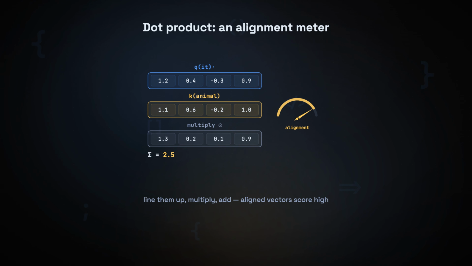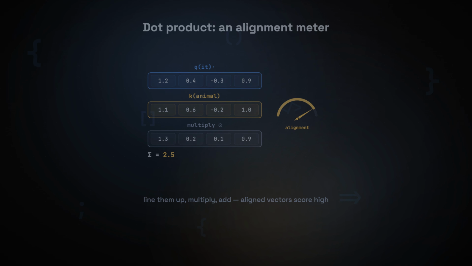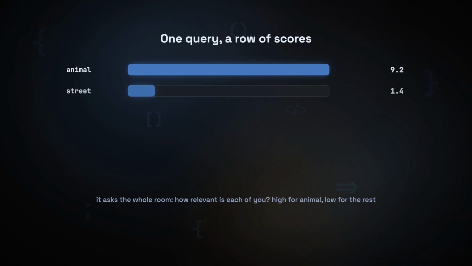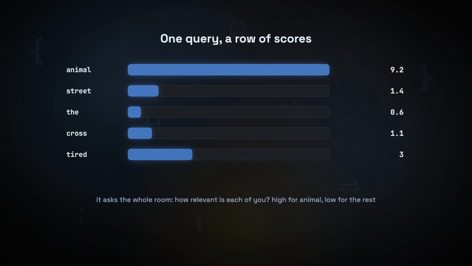Query of "it", dotted with key of "animal", the needle swings high. They match. Now do the same for the others. Query of "it", dotted with key of "street", the needle barely moves. Low score. Dot it with "cross", with "tired", and you collect a whole row of numbers, one relevance score for every word in the sentence.